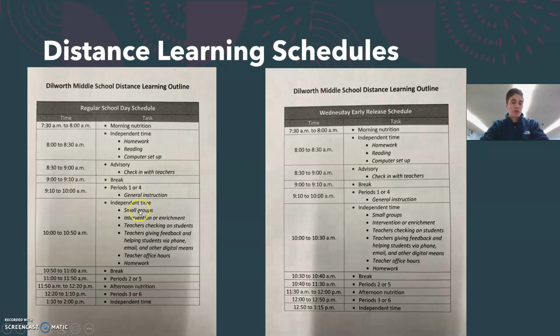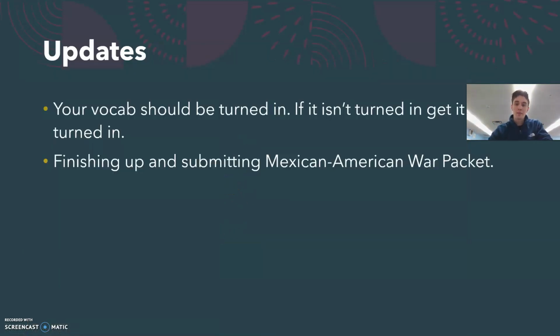These are our schedules, as always. Make sure that we have access to this. Write it down, take a picture, screenshot, whatever you need. That way we know we're all on the same page.